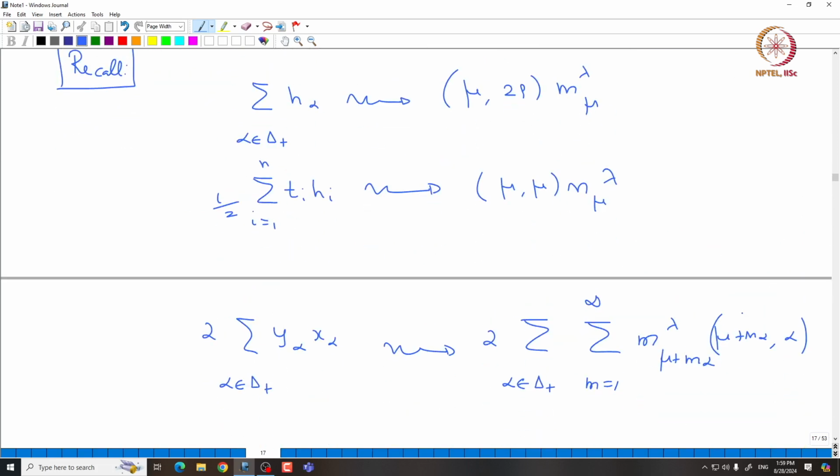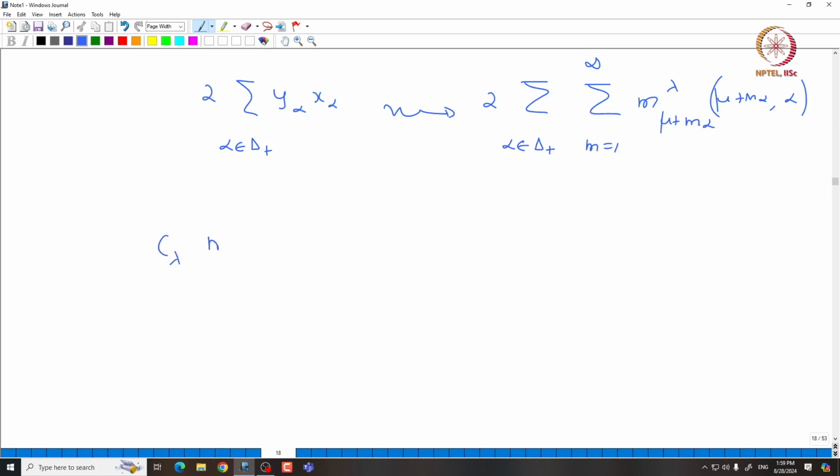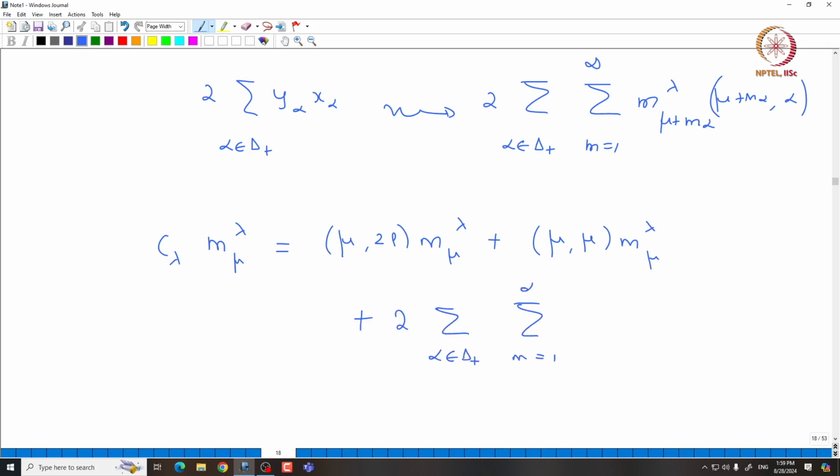Now, if we take the trace on both sides of the Casimir operator, then you can easily see that we get exactly C_lambda times the multiplicity of mu, which is equal to (mu, 2 rho) times the multiplicity of lambda, plus (mu, mu) times the multiplicity of mu, plus twice summation alpha in delta plus, summation i ranging from 1 to infinity, the multiplicity of mu plus i alpha in lambda, times (mu plus i alpha, alpha). So, this is what we get.